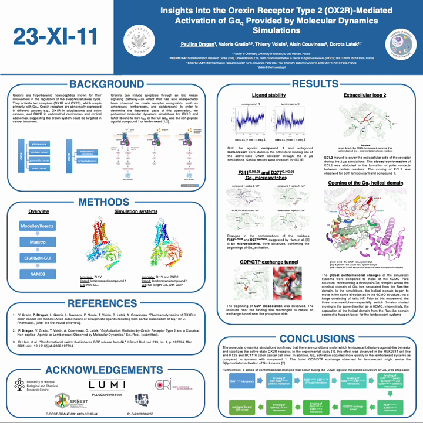To conclude, the molecular dynamics simulations confirmed that there are conditions under which lemborexant displays agonist-like behavior and stabilizes the active state OX2R receptor. In the experimental study, this effect was observed in the HEK293T cell line and HT29 and HCT116 colon cancer cell lines. In addition, G-alpha-Q activation occurred more quickly in the lemborexant systems as compared to systems with compound 1. The faster GDP to GTP exchange observed for lemborexant might further evoke the G-beta-gamma mediated activation of SRC kinases. Furthermore, a series of conformational changes that occur during the OX2R agonist-mediated activation of G-alpha-Q was proposed.